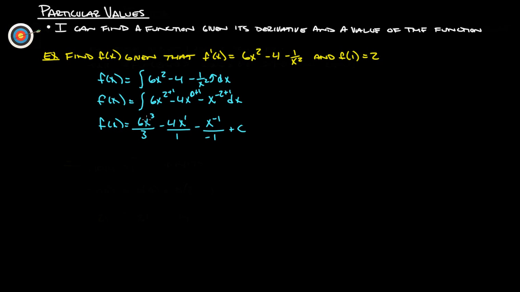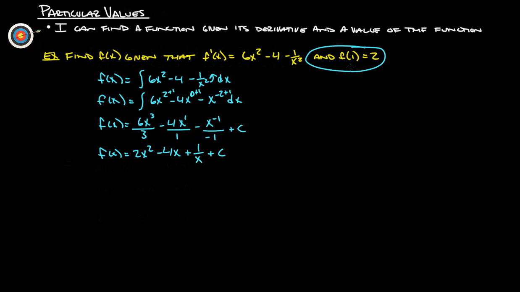So now we'll want to simplify this as much as we can. So we get f of x equals 6 over 3 is 2x squared minus 4x. And then this double negative turns into plus x to the negative first, or 1 over x to the first, plus our constant.